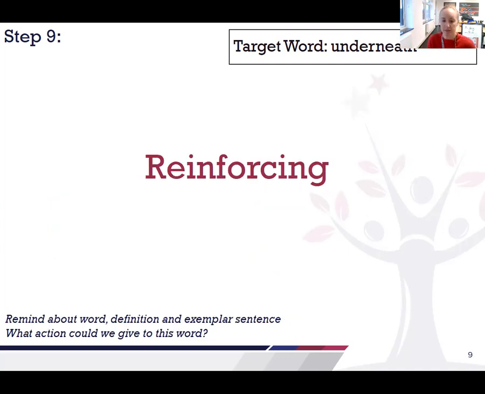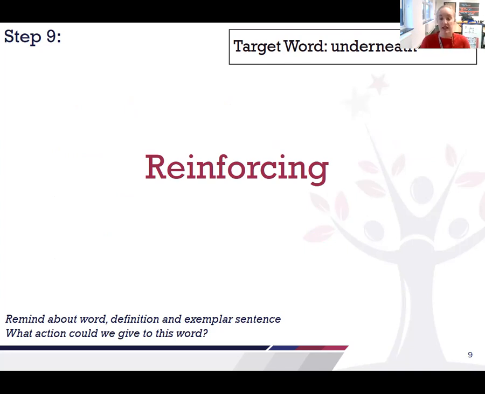So let's have a little recap about the word underneath that we've been thinking about today. Let's have a go at stamping it out or clapping it out to check the syllables. The word is underneath. Say it with me. Underneath. The meaning of underneath is to say that it is directly below or directly under another object. Sometimes it might be hidden or covered.